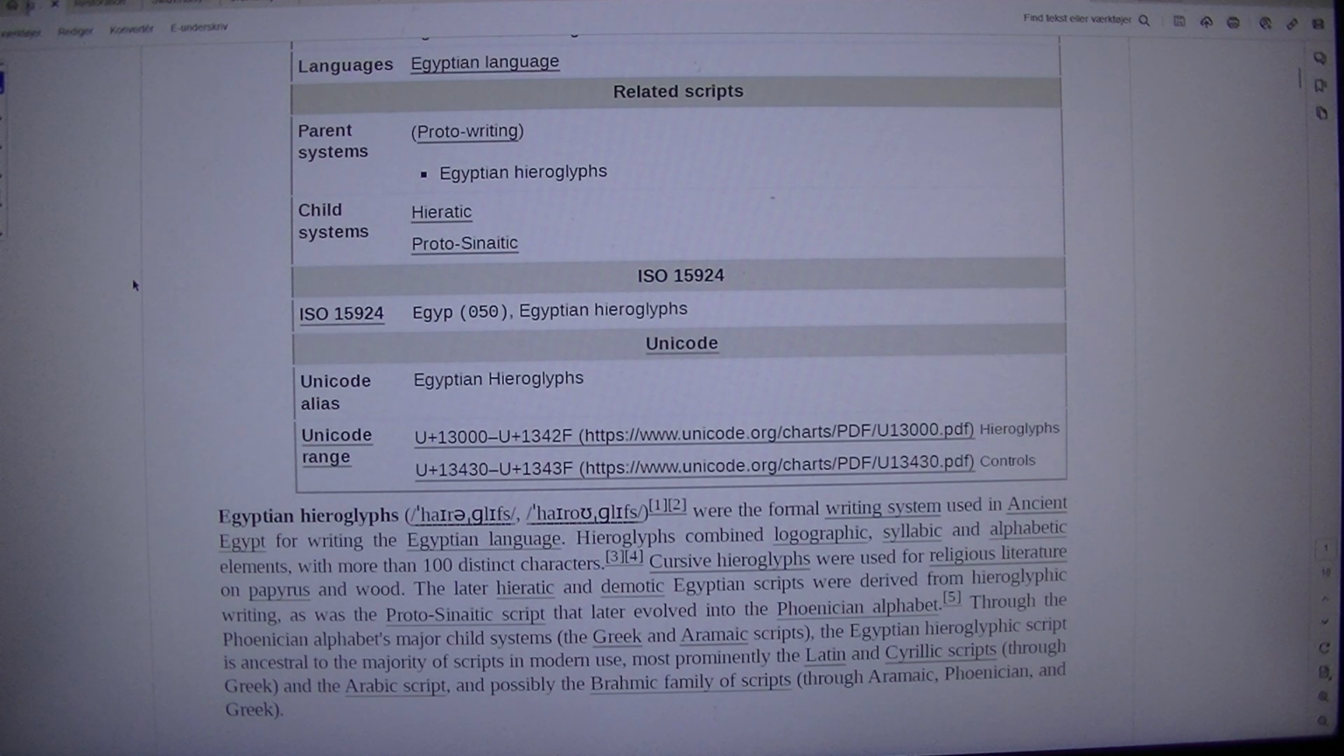Through the Phoenician alphabet's major child systems, the Greek and Aramaic scripts, the Egyptian hieroglyphic script is ancestral to the majority of scripts in modern use, most prominently the Latin and Cyrillic scripts, through Greek, and the Arabic script, and possibly the Brahmic family of scripts, through Aramaic, Phoenician, and Greek.